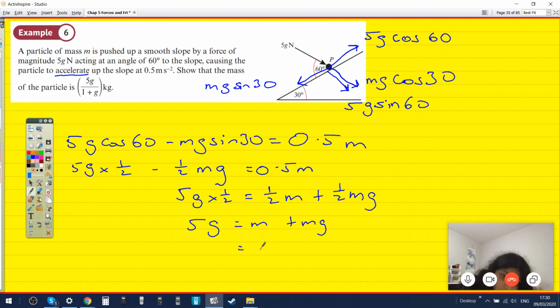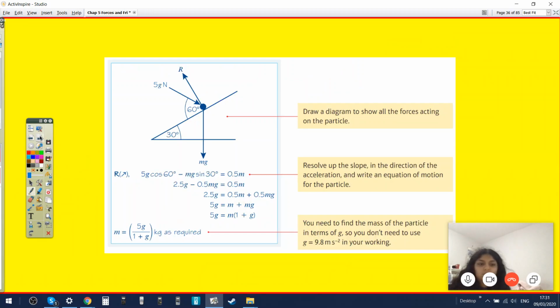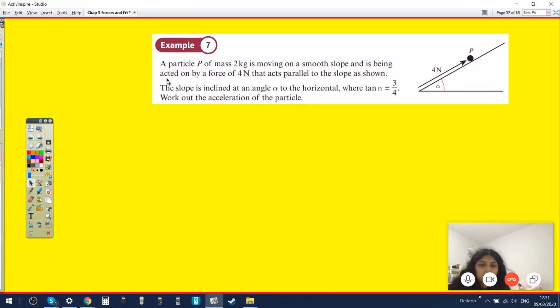Oh, I got it now. Yeah, I just did it wrong the first time. Okay, yeah, 5g over 1 plus g. So you're just bringing the m's together, factorizing, dividing through. So this one, 5g cos 60. In general, mg cos theta going along. And then don't forget the mg sine alpha or something for that one. Okay, how about this one?